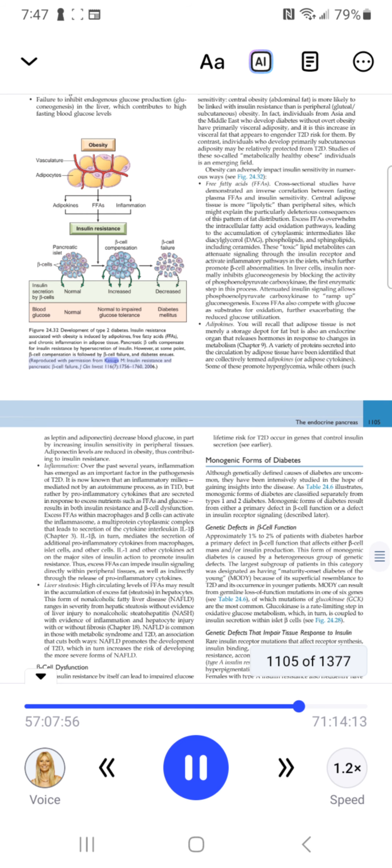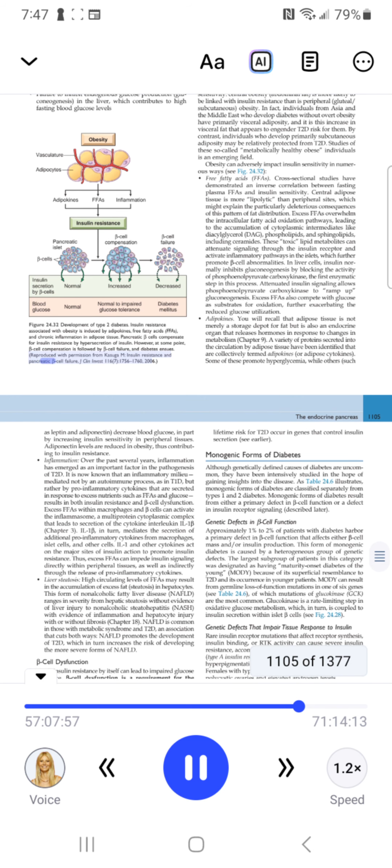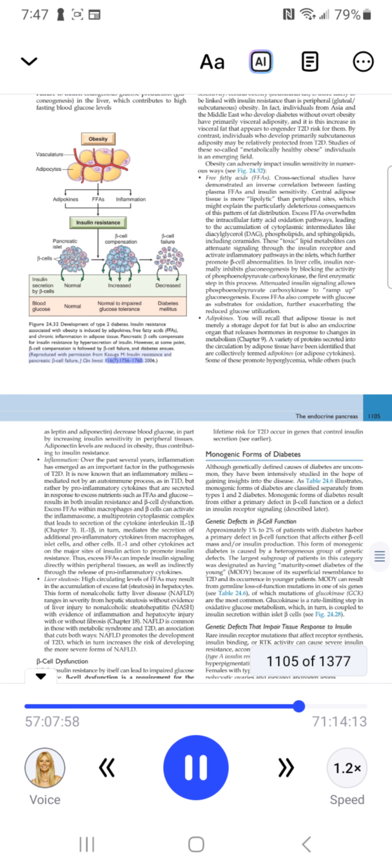Reproduced with permission from Kasuga M., insulin resistance and pancreatic beta cell failure. J Clin Invest 116:7.